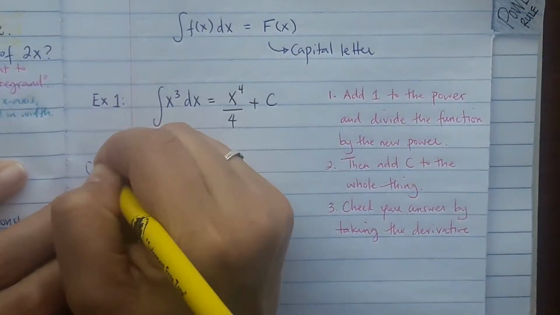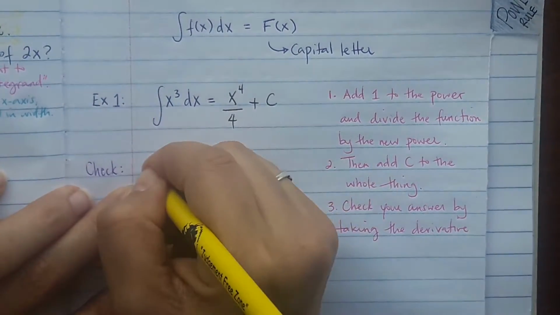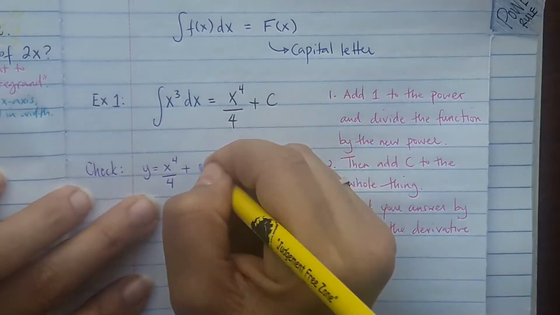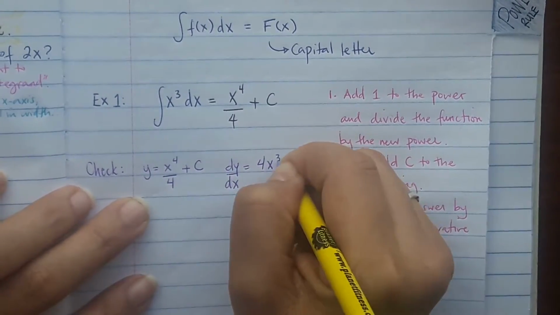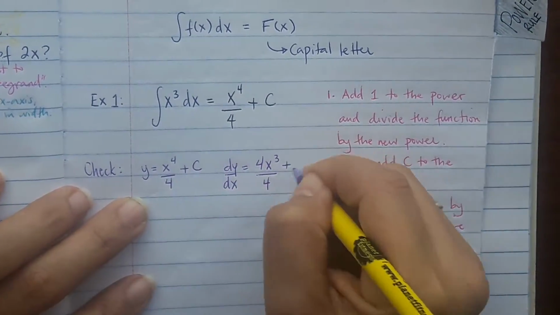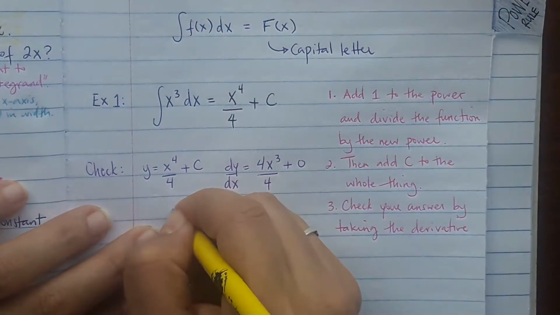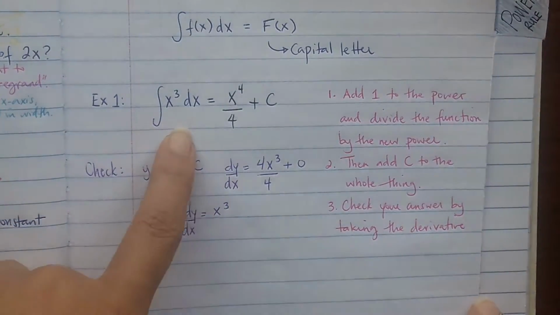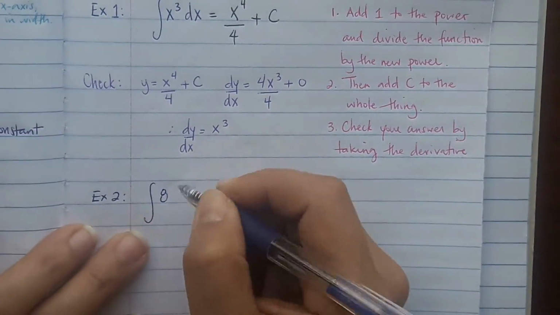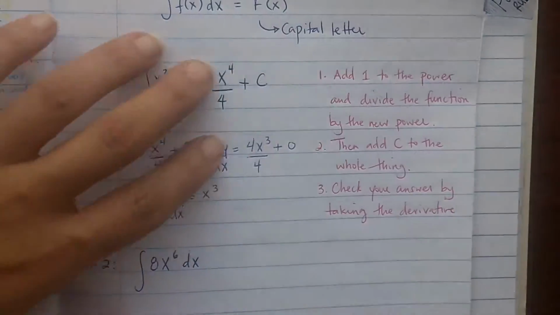And now let's check our answer. Let's say we were taking the derivative of x to the 4th over 4. So dy dx is bring the 4 down, so that's 4x, subtract 1 is cubed over 4. And c is just a number, so that goes to 0. Then simplify that. The 4's cancel, you get x cubed. And that's exactly what we started off with. So integration, differentiation, opposite.